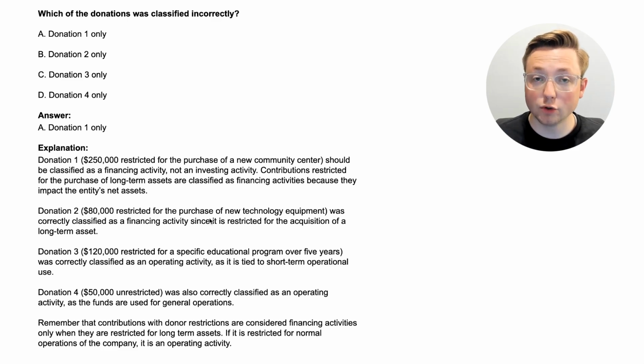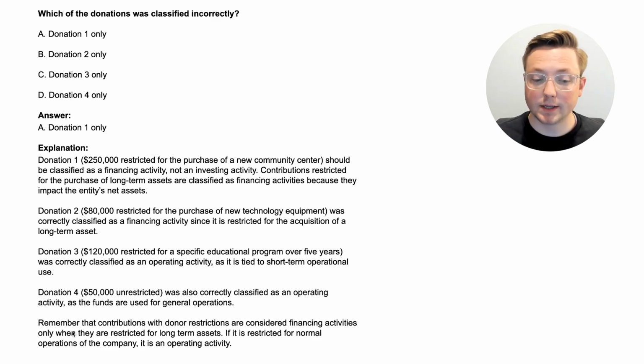And this donation 2 was actually classified correctly. So this was kind of a hint if you knew what to look for. This $80,000, since it's restricted for purchasing a long-term asset like new equipment, that should be classified as a financing activity, and it was done correctly. Same thing with donation 3, it was done correctly. This was restricted money, but because it was restricted for something that wasn't long-term, it's not necessarily going to affect net assets. It was just restricted for a specific program, but it's still something that has to do with operating activities. It can still be part of operating activities, even though it was restricted.